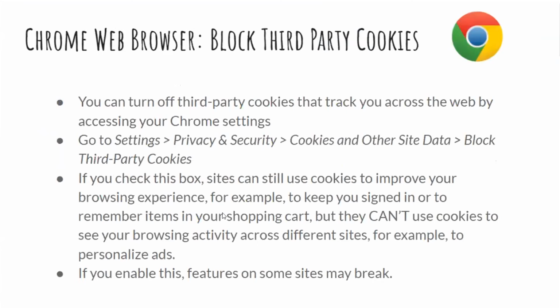Chrome web browsers block third-party cookies. You can turn off third-party cookies that track you across the web by accessing your Chrome settings. Go to Settings, Privacy and Security, Cookies and Other Site Data, Block third-party cookies.